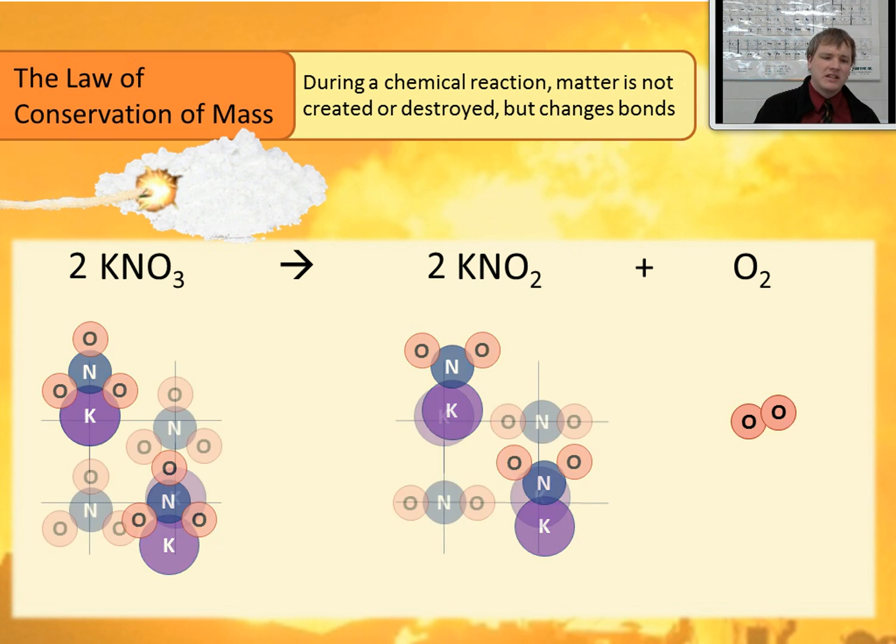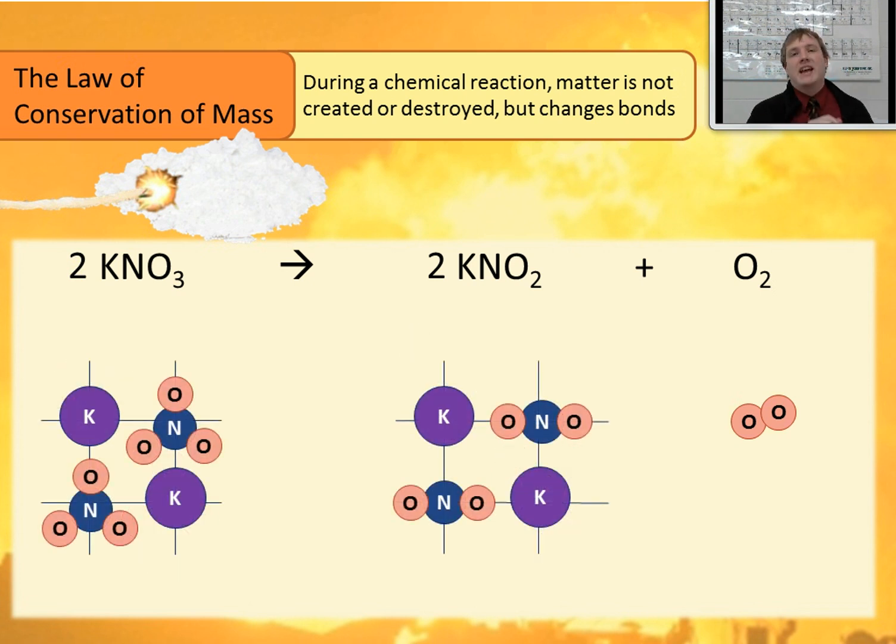All right, one last thing to do. I noticed that I have two potassium atoms on the reactant side, and there are two potassium atoms on the product side as well, so potassium balances. I noticed that I have two nitrogen atoms on the reactant side, and there's two nitrogen atoms on the product side, so nitrogen balances. Finally, I have 6 oxygen atoms on the reactant side and 6 oxygen atoms on the product side. Everything balances. This is a correctly balanced chemical reaction equation.